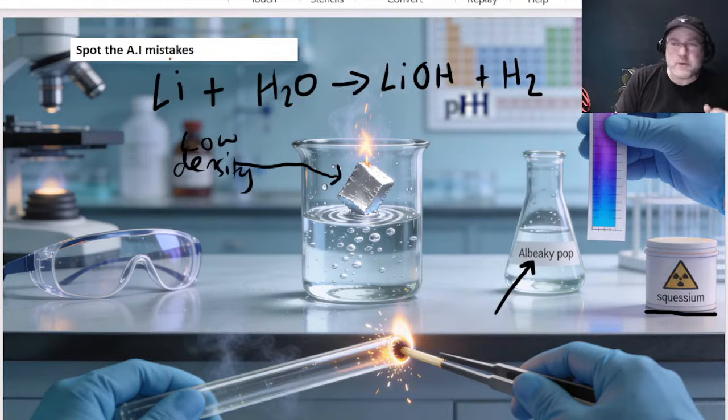Is that balanced? No, it's not. So I need to balance it. I've got 3 hydrogens here. What I want to do is make that even to balance. So I multiply all of that by 2, put a 2 there, a 2 there, and now it's balanced.